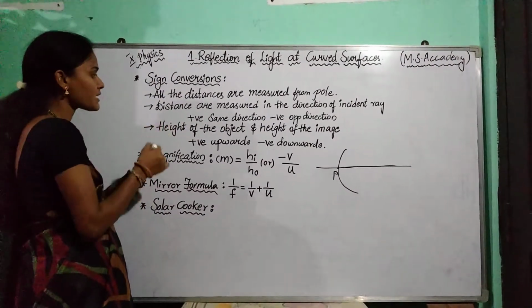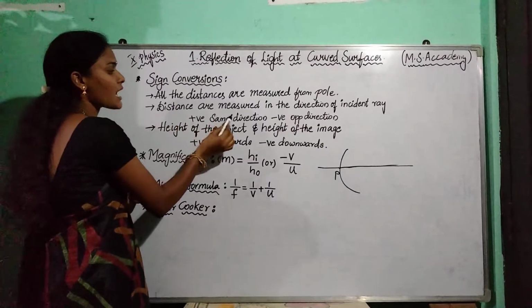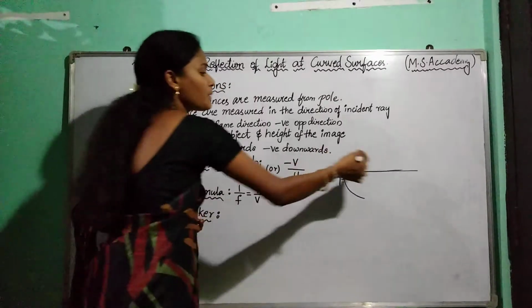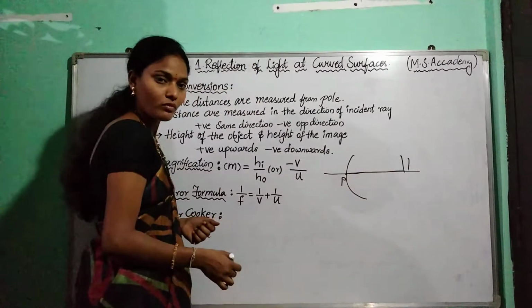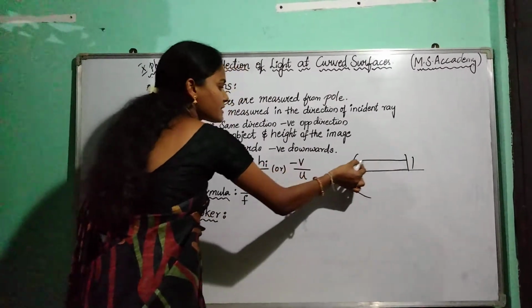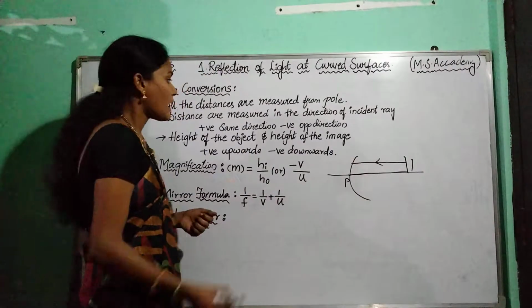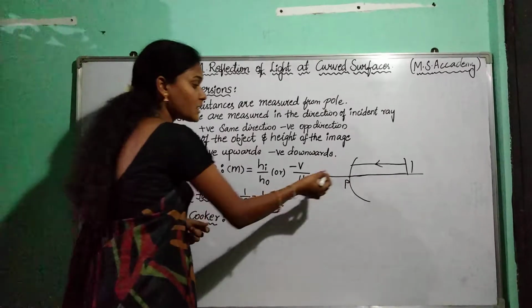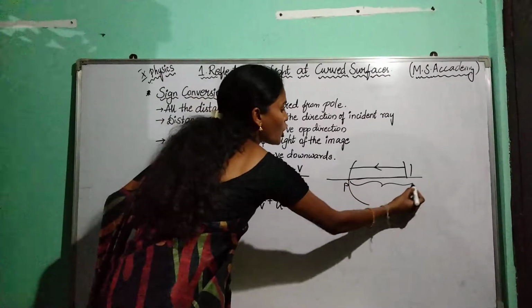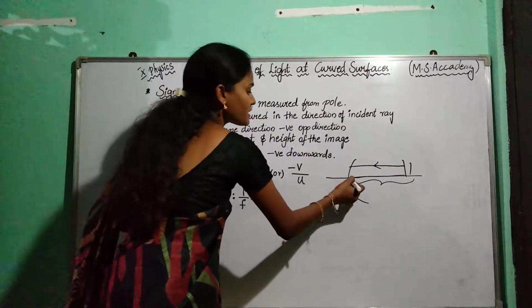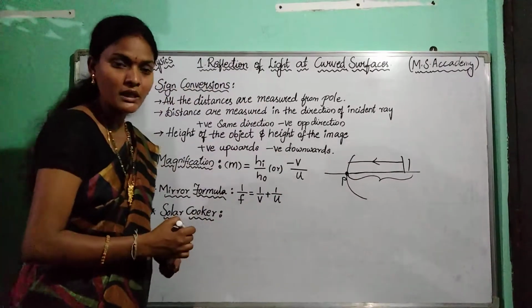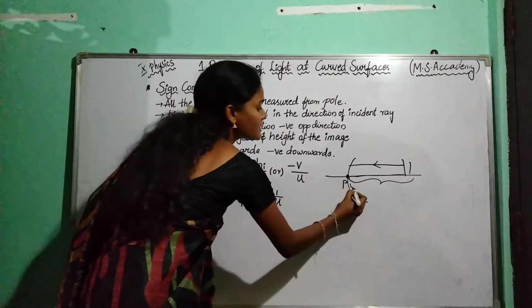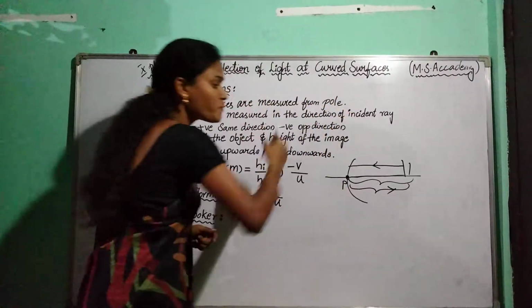What is the second sign convention? Distances are measured in the direction of an incident ray. For example, we are keeping an object here. Now this is an incident ray. Distances are measured in the direction of an incident ray means what? Here we are measuring the object distance. The object distance will be measured from the pole. Now this is the direction of the incident ray, but this is the direction of the object.